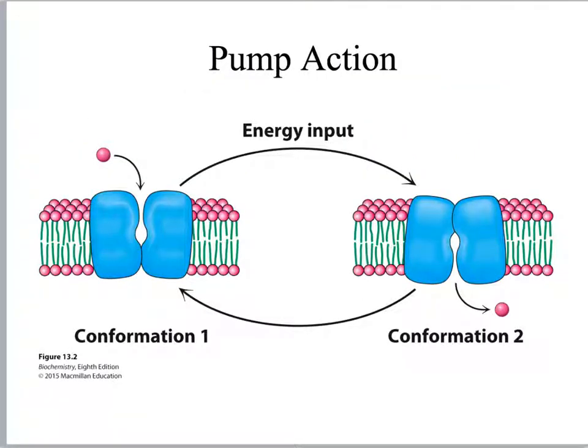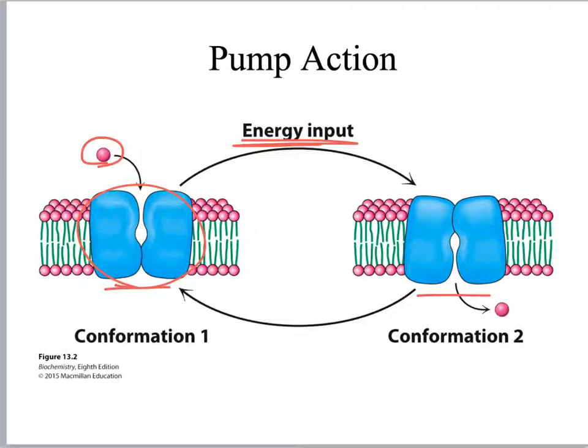So let's start with the P-type ATPases. Now, P-type ATPases will couple phosphorylation with a conformational change, and that is going to allow that pump to function in order to move substances across the membrane. So here the energy input is going to be in the form of ATP, and we're looking at two different conformations. This is our membrane pump, and this is the substance that we're trying to move across the membrane.